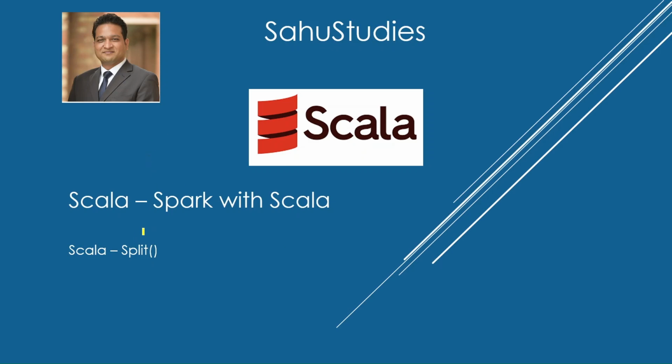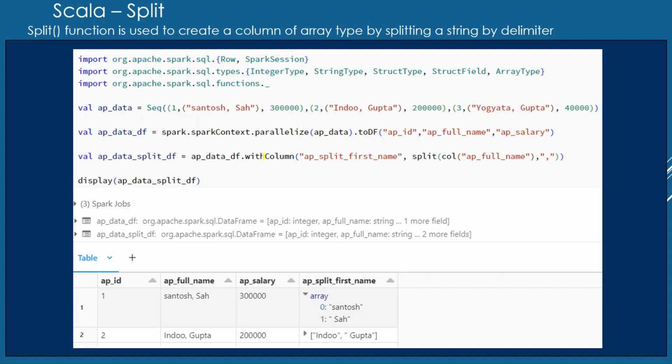In this video, we are going to discuss the split function in Scala. So what does the split function generally do? The split function is used to create a column of array type by splitting a string by a delimiter. So what does it mean?